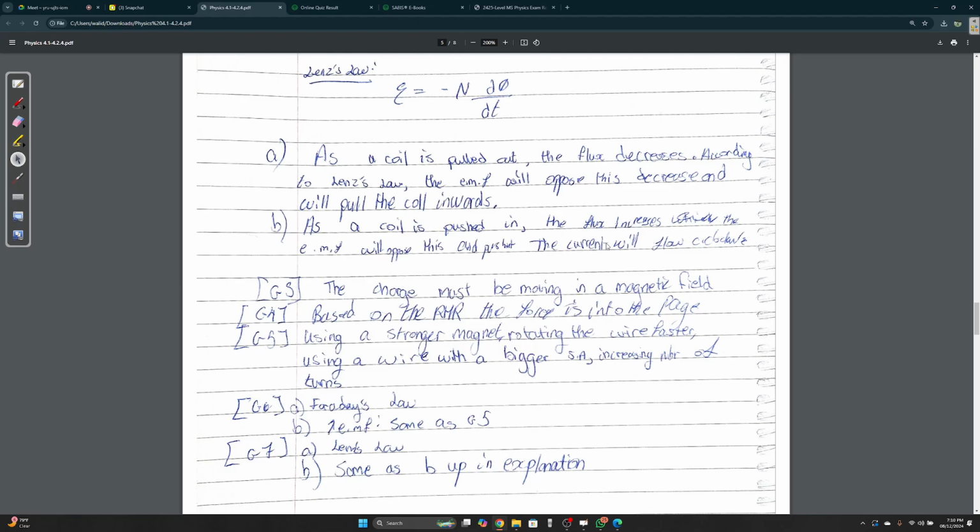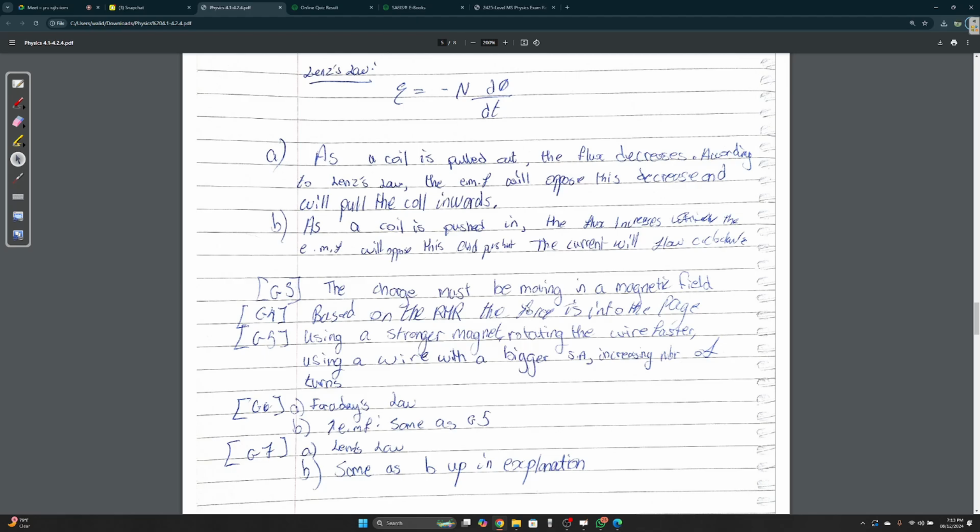And Lenz, this guy, he's always like this negative person. Whatever you do, he doesn't like it. The current is always against what you do. So if you're going in, he's going to be like, you know what, nah, get out. I don't want you coming into the coil. Okay, I think you guys got Lenz's law.